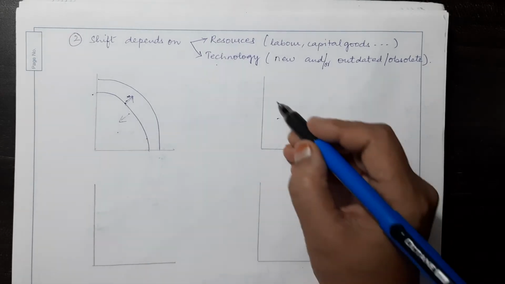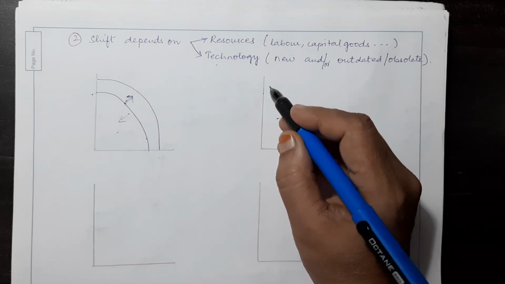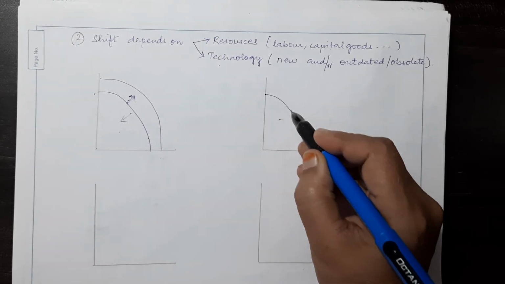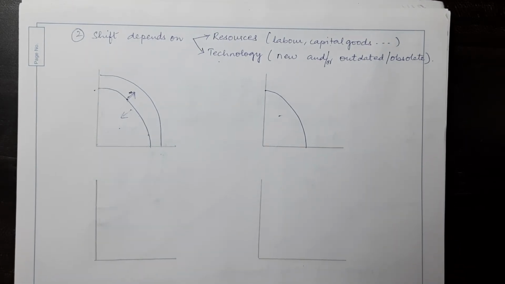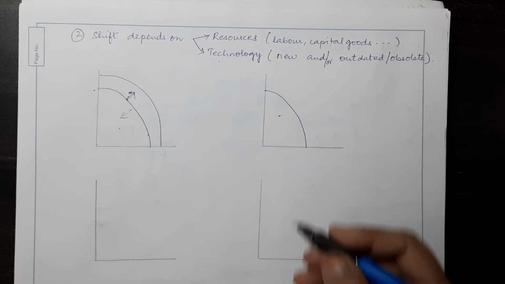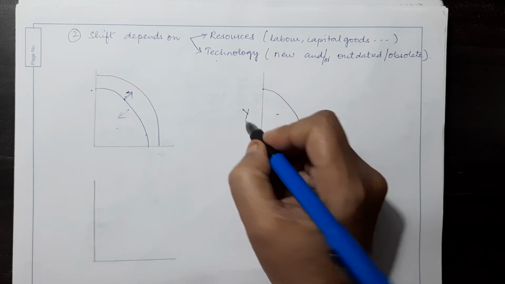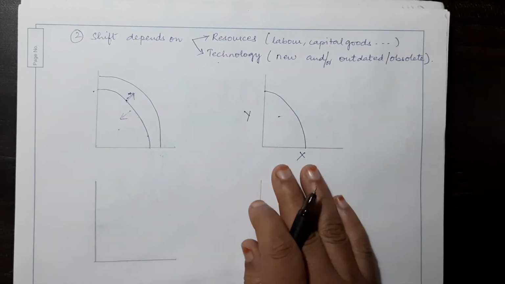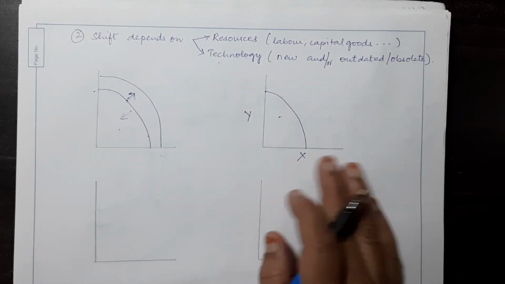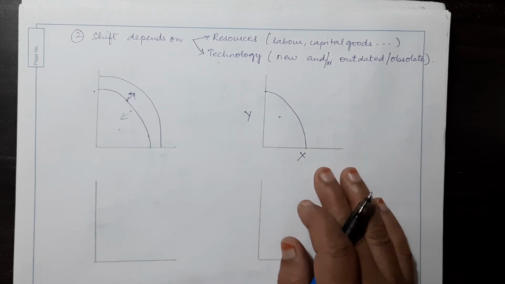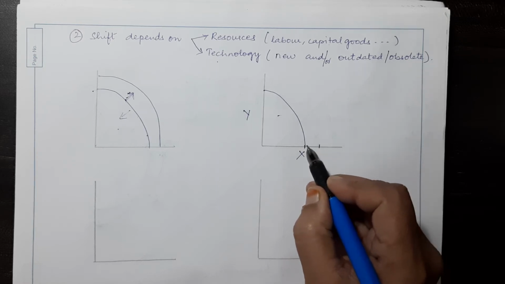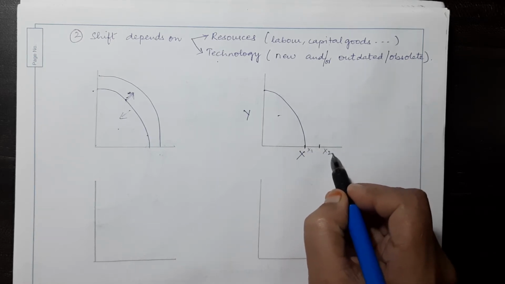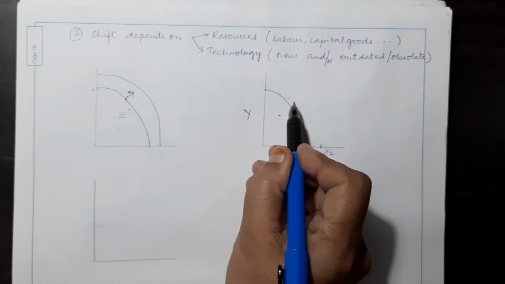Okay. Now, let us understand the shift in this PPC with respect to a single good. So, we are considering X over here and we are considering Y over here. Suppose the resources for good X increase. Then what will happen to the PPC? Here we will increase the production of X from here, let us say X1 to X2. So in that case, the PPC will be like this.